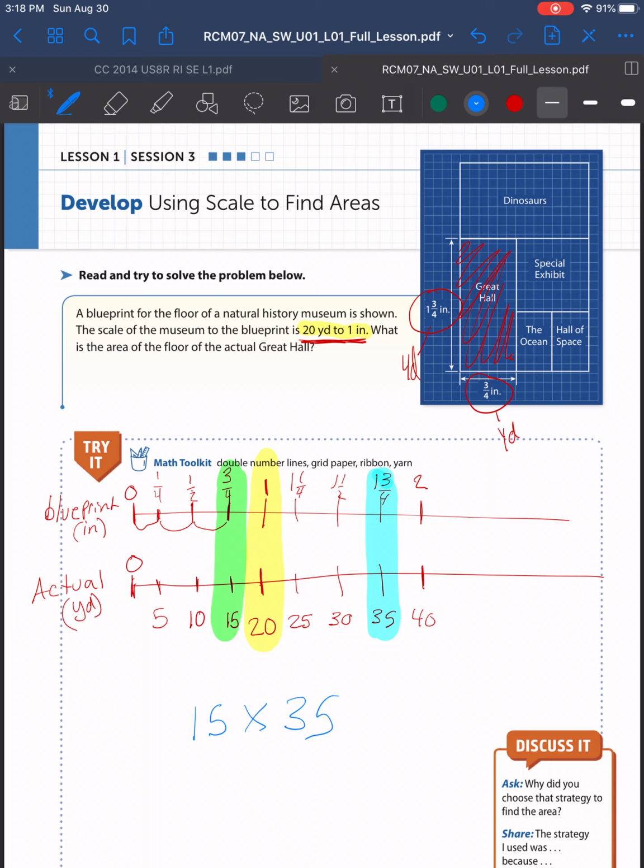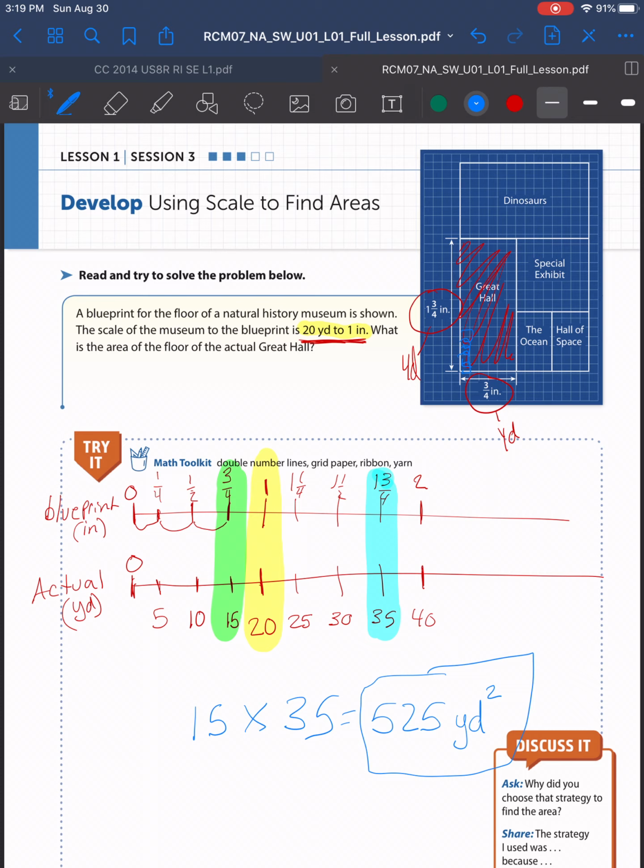Okay, so now let's just multiply those two things. 15 times 35, I'm just going to go ahead and do it really quick. 15 times 35 equals 525. And now how do we label that? Yards, and its area, so we have to say squared, because we're basically finding out how many little squares I can fit in that flooring, okay? So I can fit 525 yard squares in the actual Great Hall.